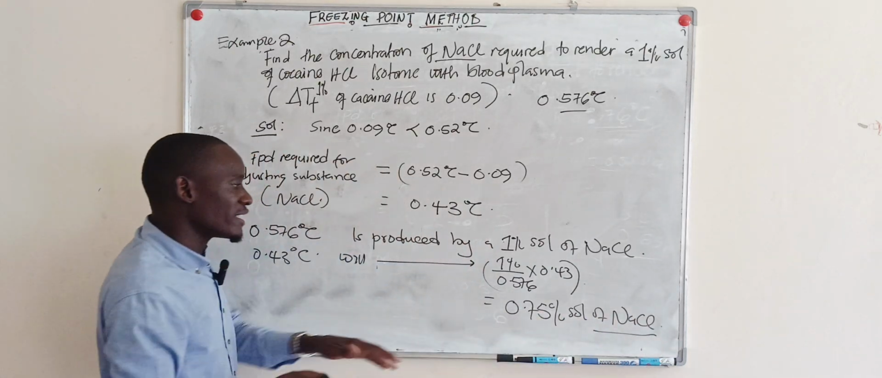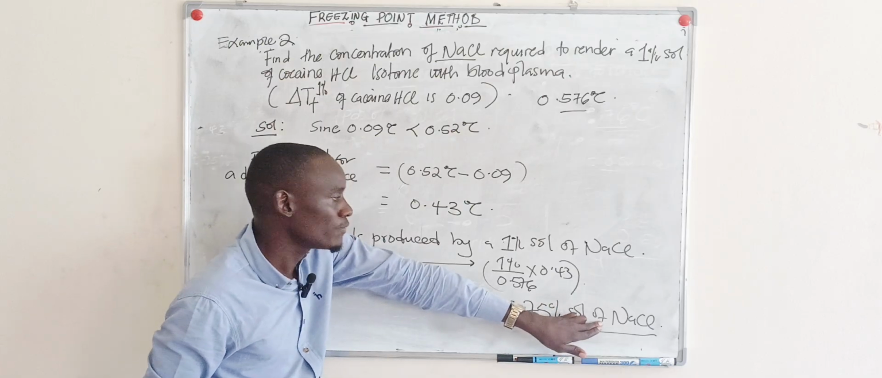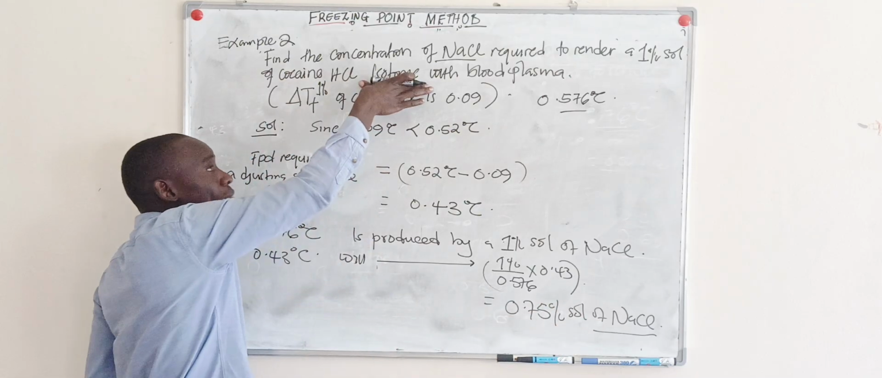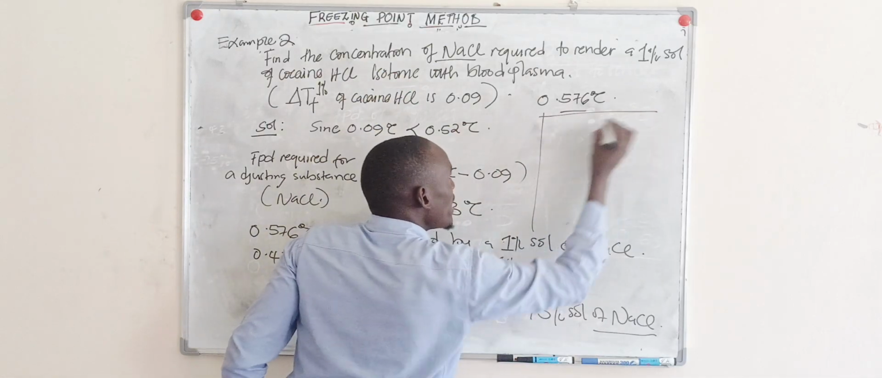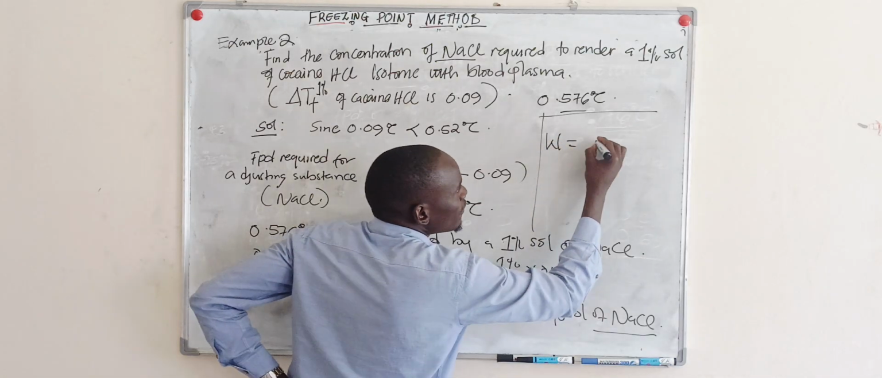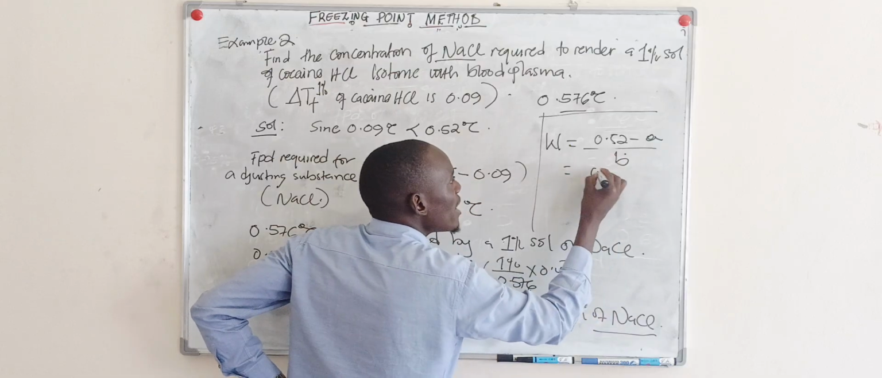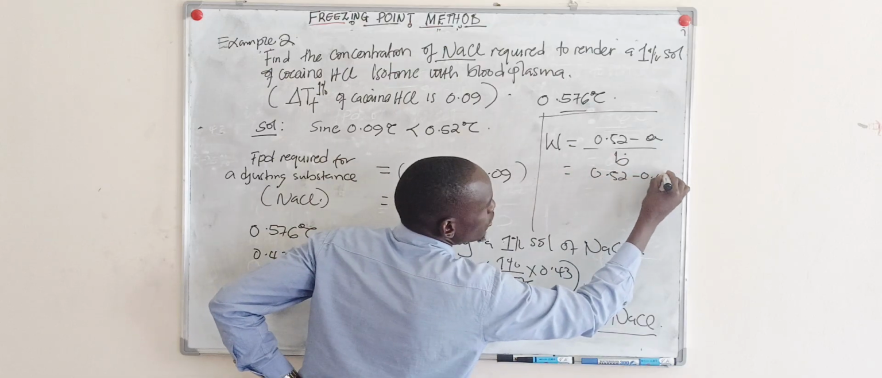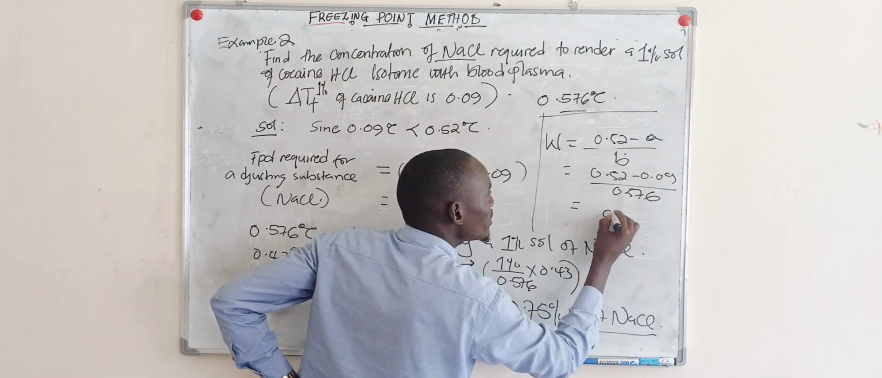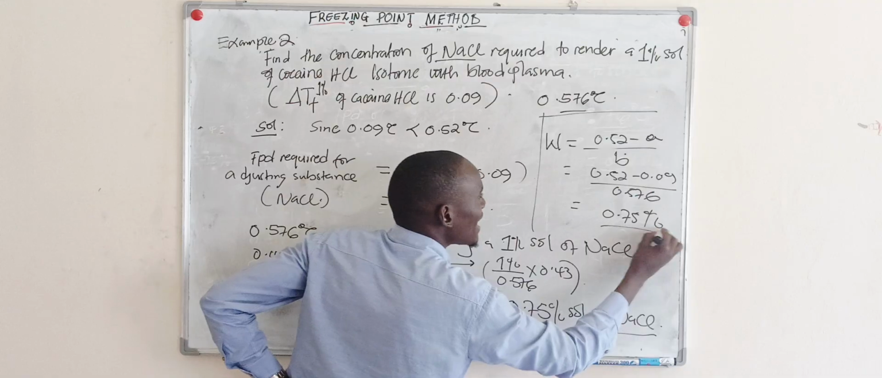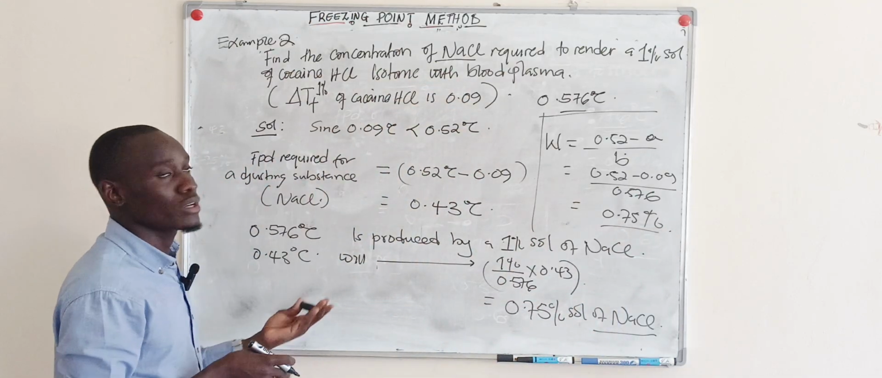That means that we require 0.75% solution of sodium chloride in order to make this solution isotonic with blood plasma. You can as well go and calculate it from the formula where we say W is 0.52 minus A divided by B, whereby we know 0.52 minus 0.09 divided by 0.576, and finally we shall have 0.75% as the percentage required for sodium chloride to adjust such a solution to isotonicity.